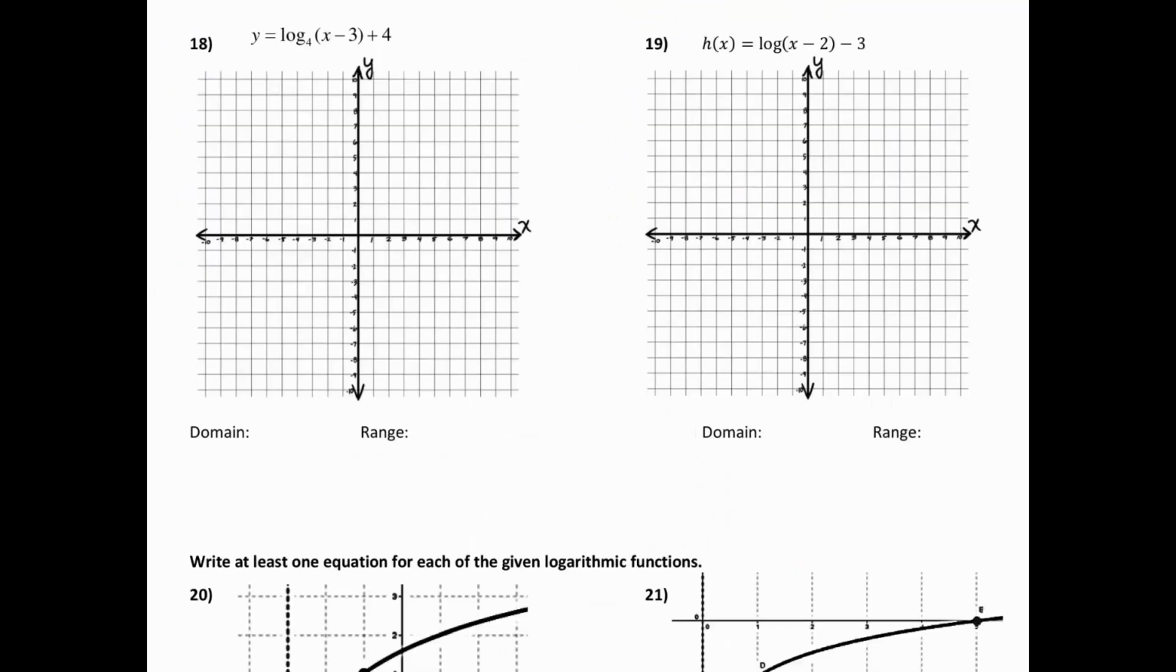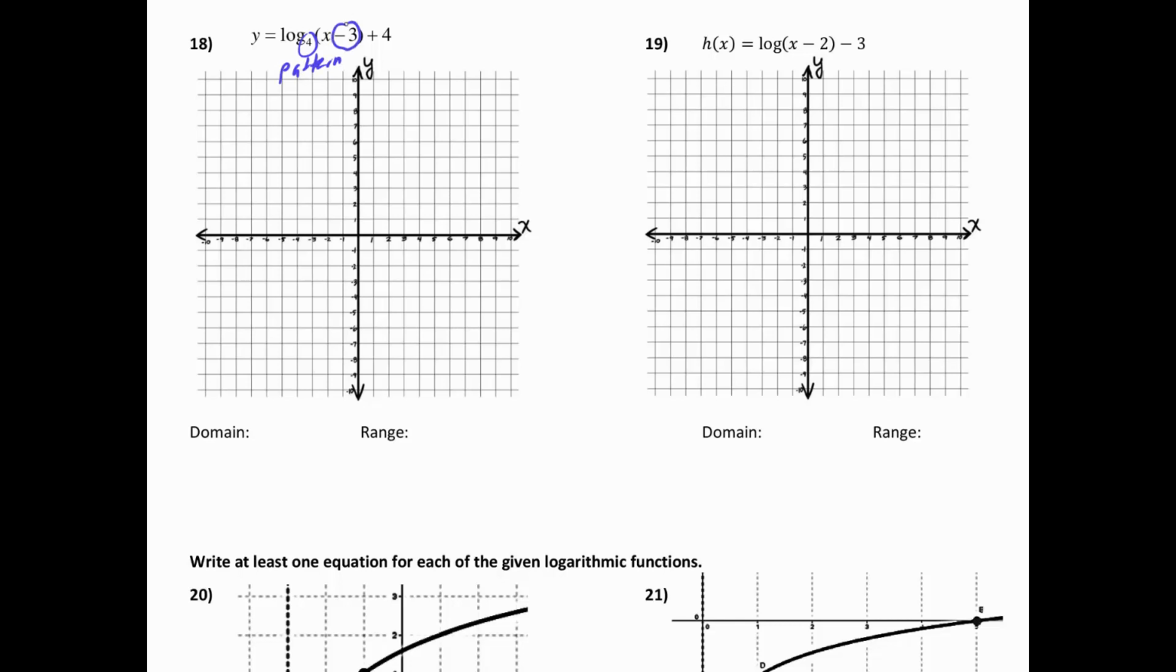If we go ahead and look at question number 18, we can see that it's a log with a base of 4. That's going to be important because that means we are quadrupling. We're multiplying by 4 as we move up. So 4 is our pattern. Sorry for the sloppy handwriting.